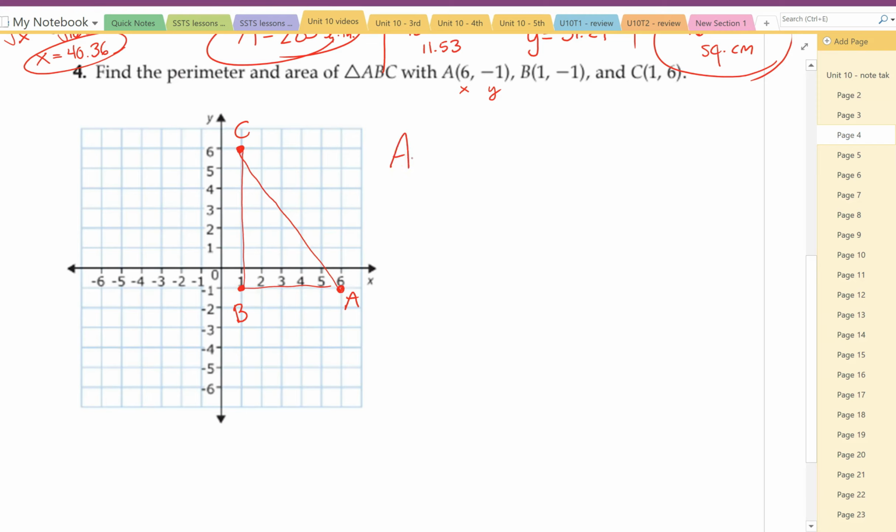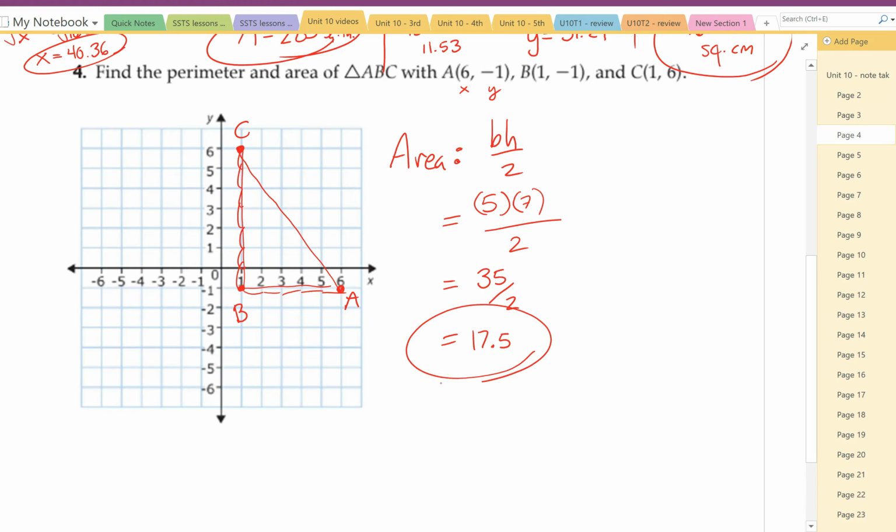Well, I can do the area pretty easily. Area is just base times height divided by 2. The base, I'm going to call this side down here from B to A, so I'm just going to count: 1, 2, 3, 4, 5. So 5 is my base. Now I need the height. 1, 2, 3, 4, 5, 6, 7. And then after I multiply those together, I'm going to divide by 2. So 5 times 7 is 35. 35 divided by 2 would be 17.5.